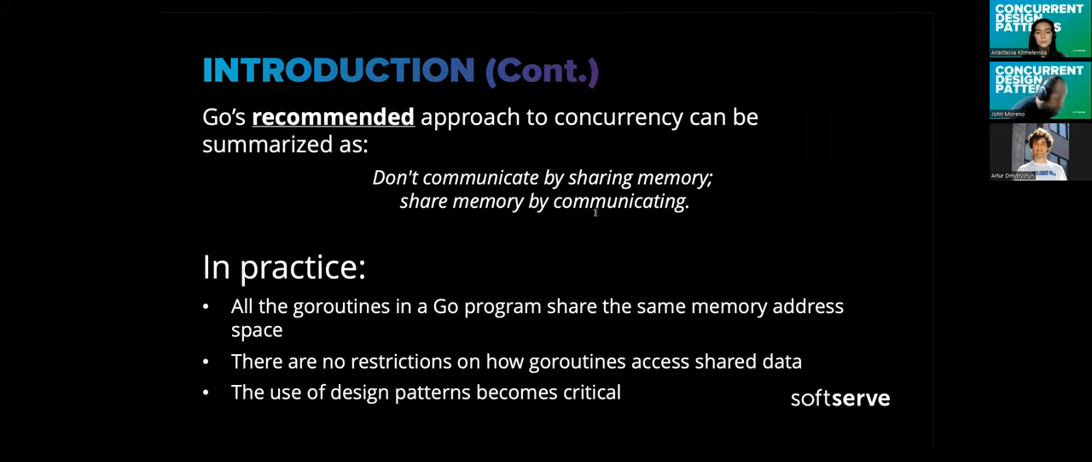But in practice, in real life, that doesn't happen by default, because all the goroutines in a Go program share the same memory address space, and there are no restrictions in the programming language on how goroutines access shared data. And that's why the use of these design patterns, this and more design patterns, becomes critical in order to avoid things such as race conditions and goroutine leaks.